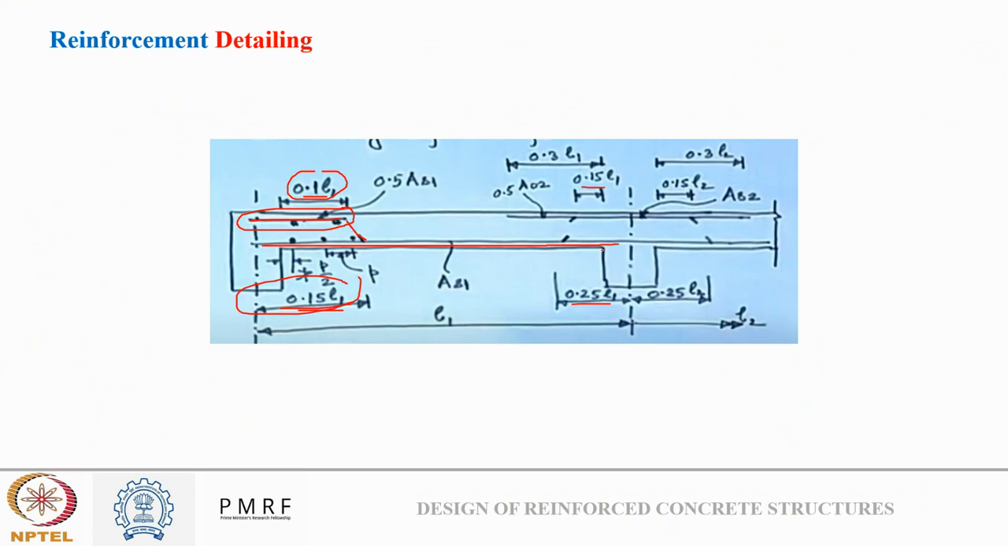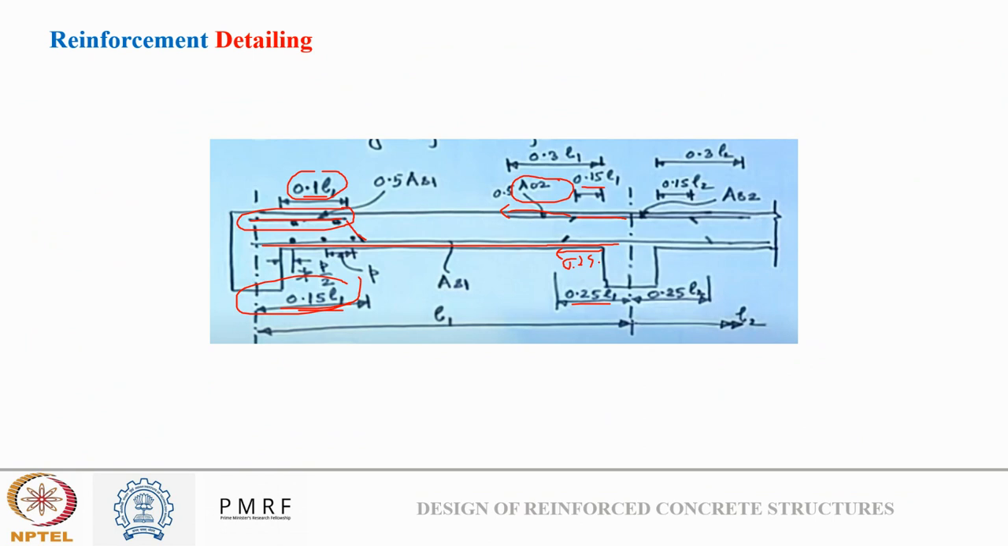So from a distance of 0.25 L1 from the support, we start cranking the rebar such that the length on the compression side till the mid of the support is 0.1 L1. Okay, 0.15 L1. Okay, and we extend this 0.15 L1 to an area of 0.15 L1 on the other opposite side of the support also, just for safety reasons.